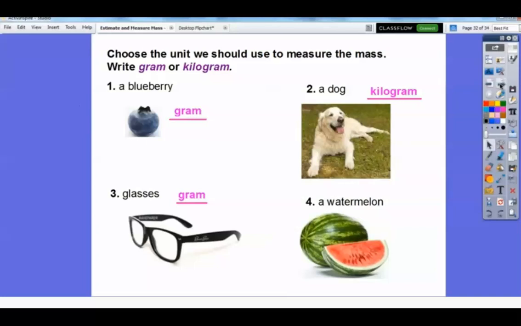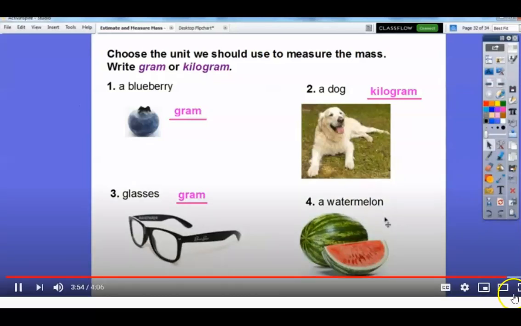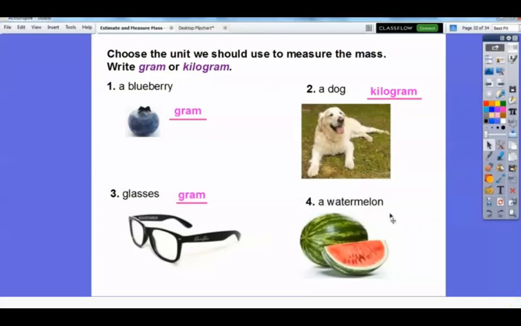How about a watermelon? Do you think a watermelon weighs about as much as a pineapple or 5 bananas? I would think so. So I would measure that in kilograms right there. All right, you guys take care.